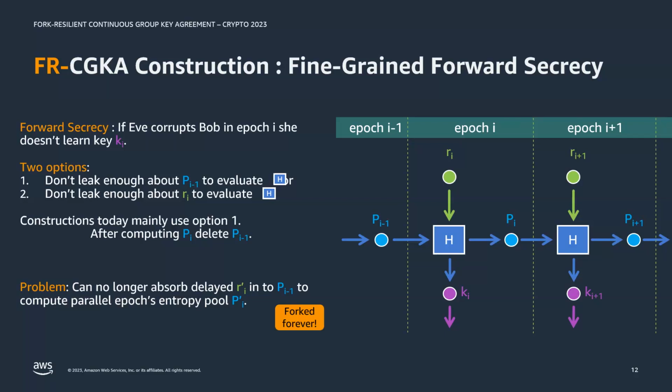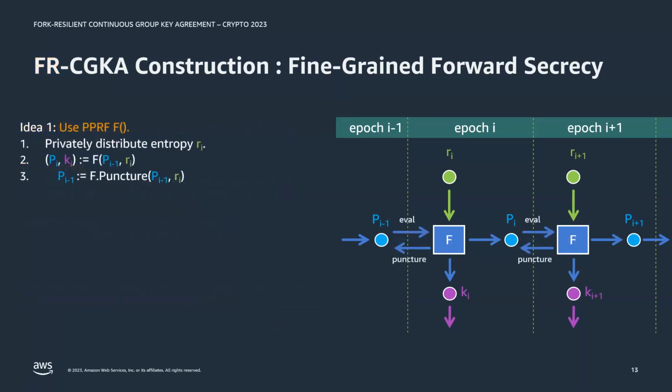So with that in mind, the natural thought here is, well, let's be more fine-grained about what we delete. Right? And we have primitives there, namely a punctured PRF. A puncturable pseudo-random function, which is a PRF where you can take a key and you can puncture it at a certain point, and the resulting punctured key allows you to still evaluate the PRF everywhere else, but not at that one. So, okay, let's reinterpret our entropy pool as a PPRF key.